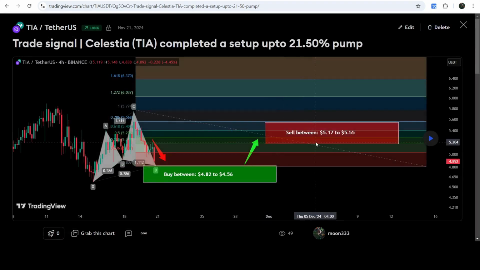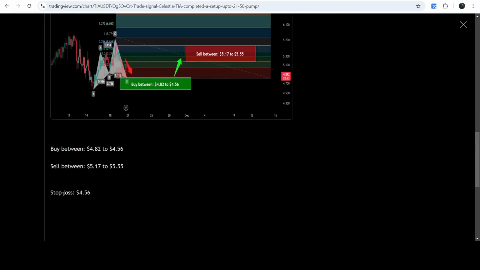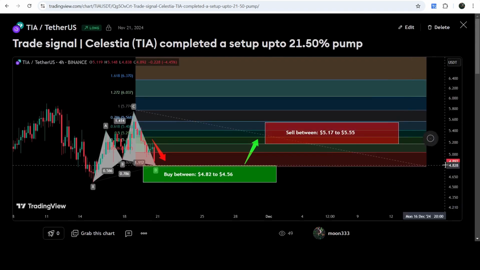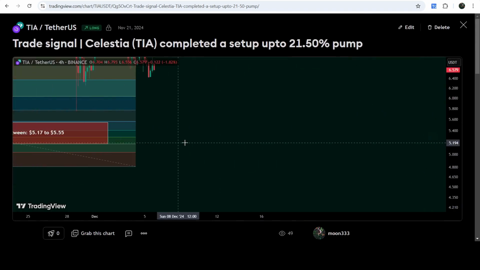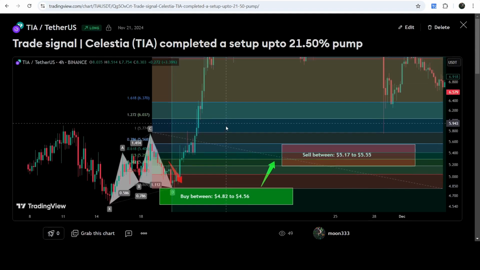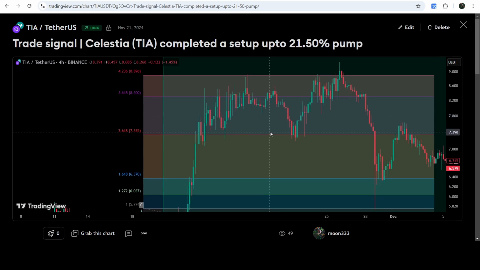And this was a bullish Cypher pattern that TIA formed on a 4-hour time frame chart with the US dollar pair. By the way, I shared this signal on 21st of November 2024 with my members. And this was a complete trade setup, with buy entry, sell targets, and the stop loss. Now if I play this chart, you can see that the price then started a very massive reversal. First, it entered the buying zone here, and we had a very nice reversal. And this was almost a 93% pump only on this 4-hour time frame chart.